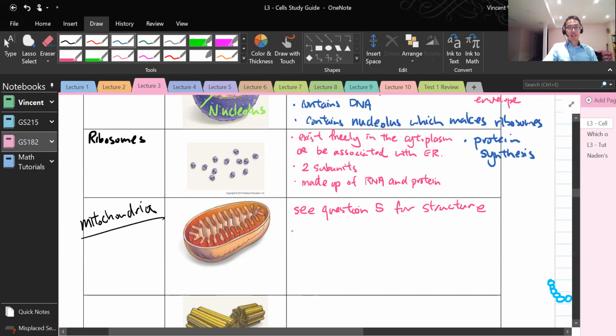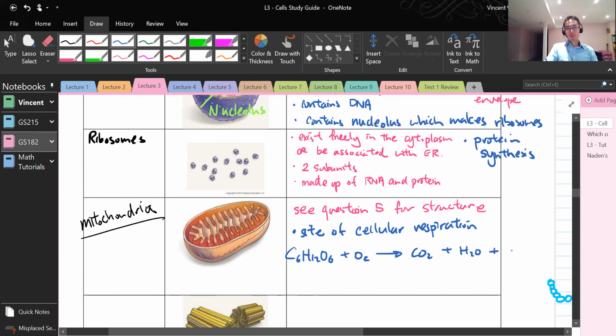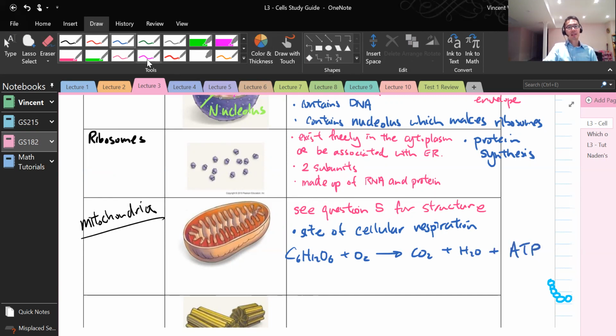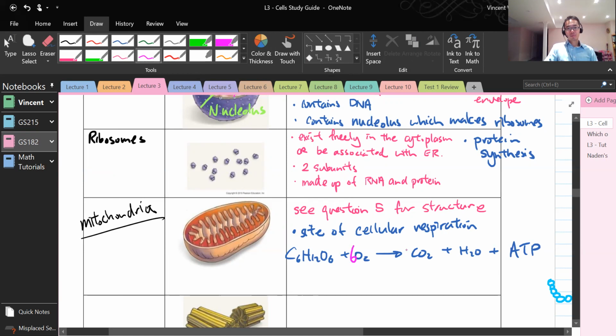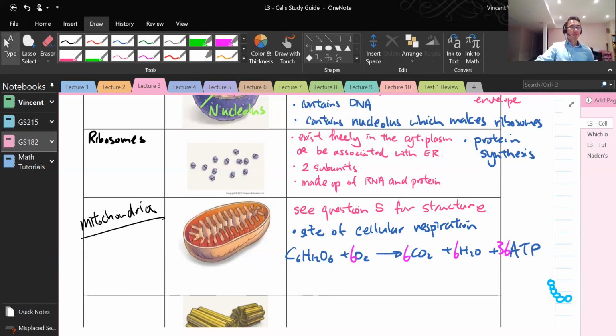So what does it do? It is the site of cellular respiration. So that's where you will have C6H12O6 plus O2 producing carbon dioxide and water, and more importantly, ATP. You probably would learn how to balance the equation in chemistry, but for every glucose, we're going to make up to 36 ATPs. So that's where it takes place.